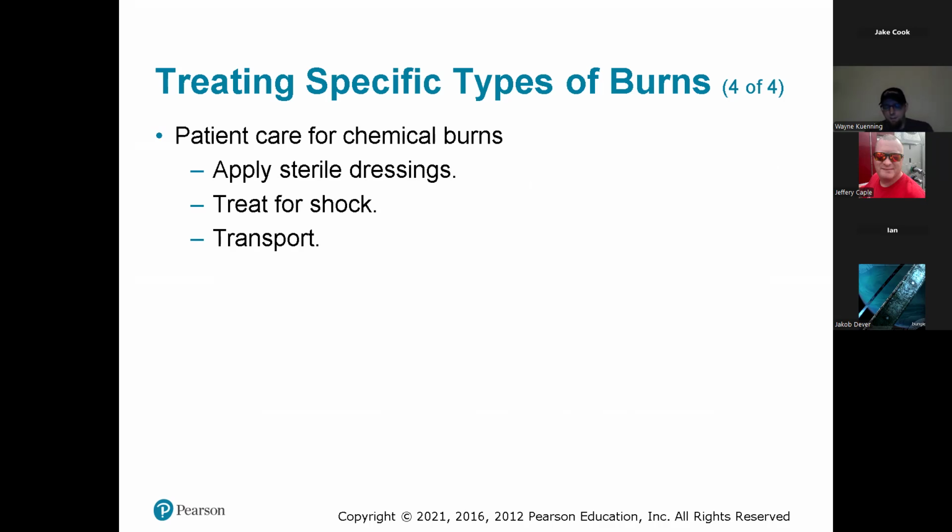To my knowledge, the only burn center we really have is Children's. To my knowledge, they don't accept direct admits. So we're going to have to take them to the closest trauma center, and then they will transfer them if necessary.